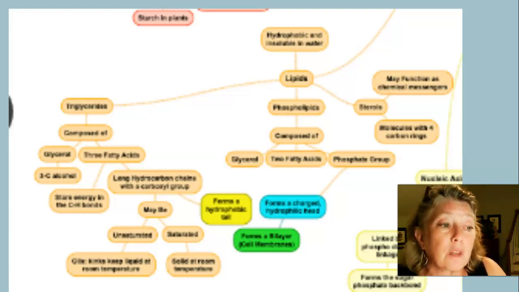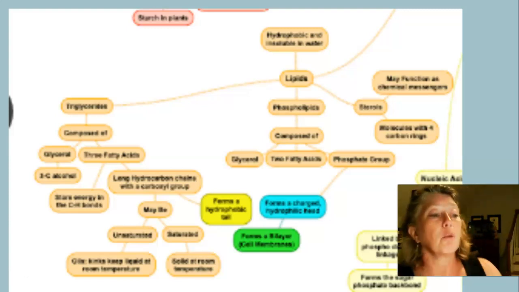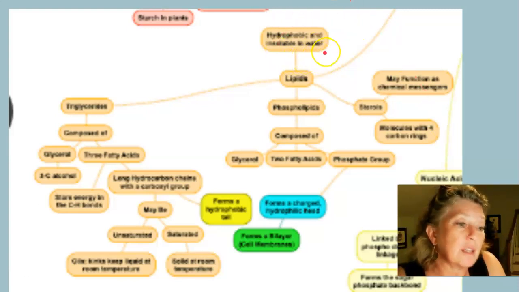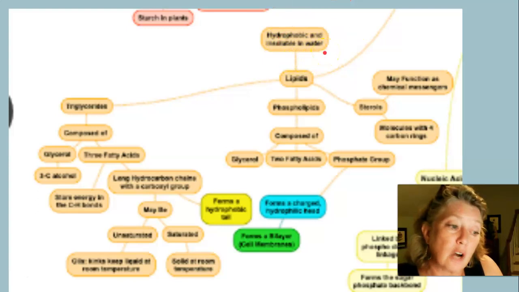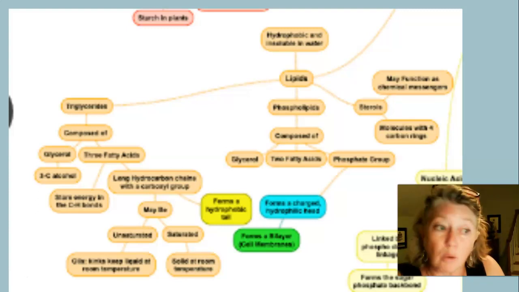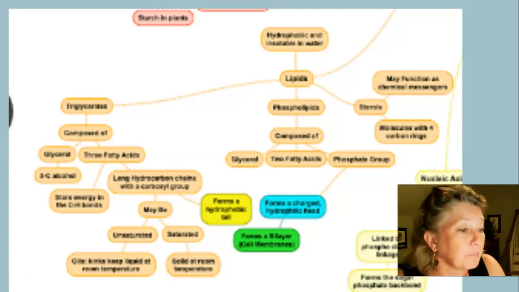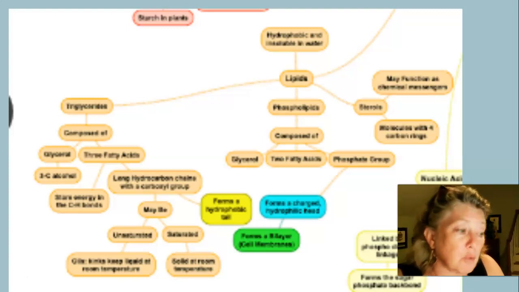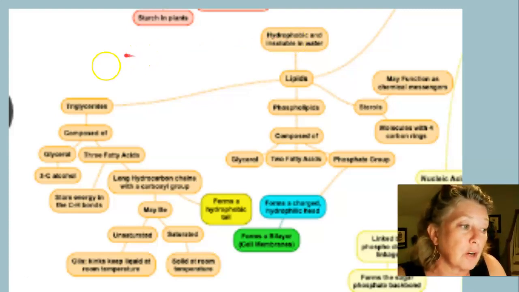So lipids are all put together because they are hydrophobic and insoluble in water. So this entire group is put together because it is hydrophobic, or insoluble in water. It's nonpolar. Okay? So there are 3 different groups that you need to be familiar with. The first one that I'm going to talk about is triglycerides over here.